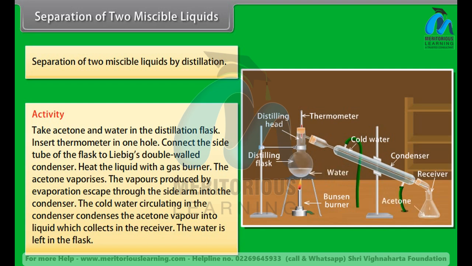The acetone vaporizes. The vapors produced by evaporation escape through the side arm into the condenser. The cold water circulating in the condenser condenses the acetone vapor into liquid which collects in the receiver. The water is left in the flask.